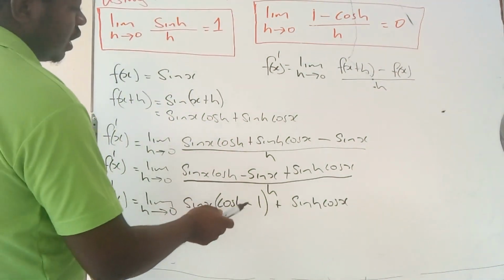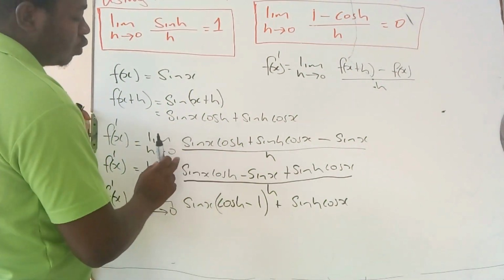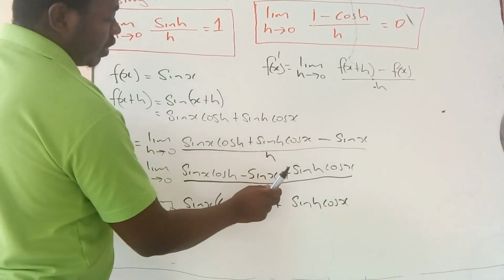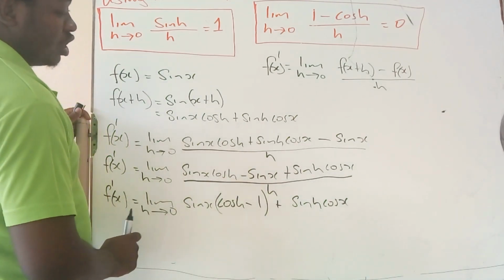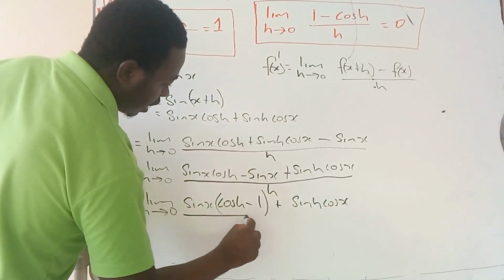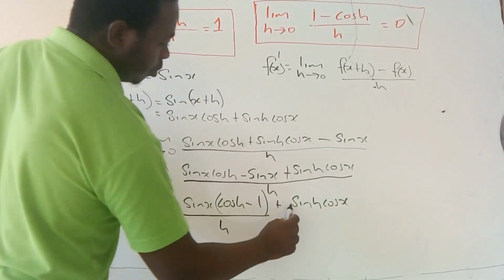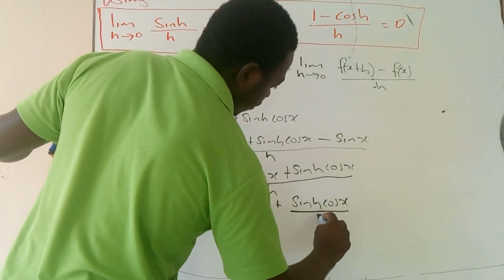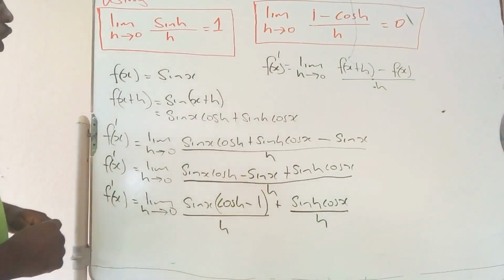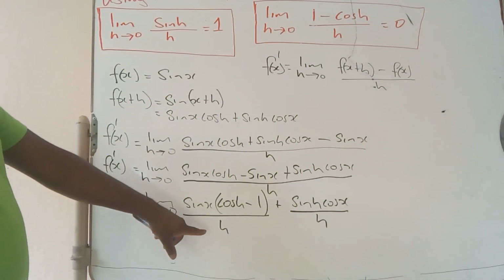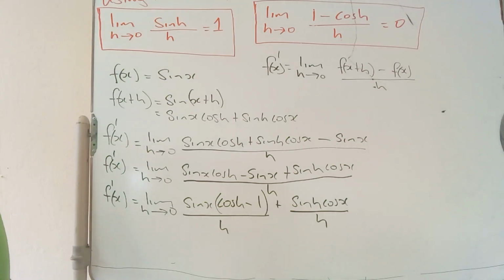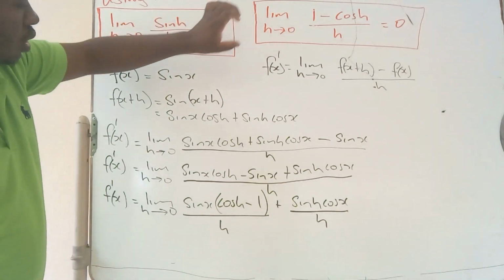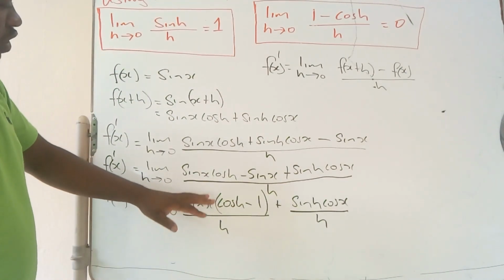Now you know that if you are adding two things right here and they are over the same denominator, then you can split it. So I'm going to split it and put h here, keep the plus in the middle, and put sine h cos x over h here as well. Now if I split it, you are now able to identify these rules in both of these fractions here.